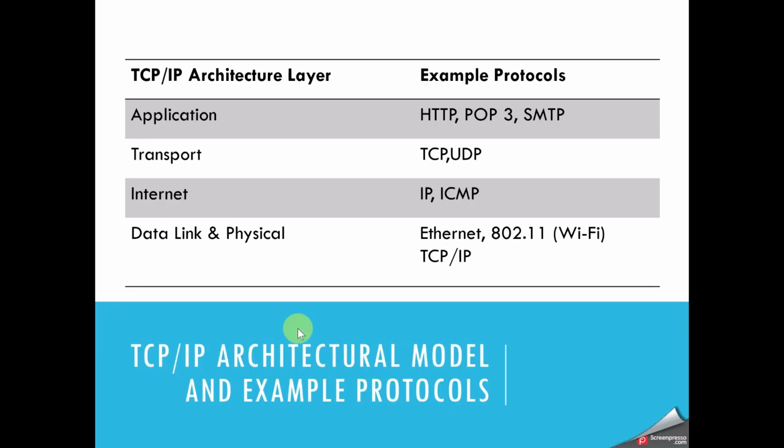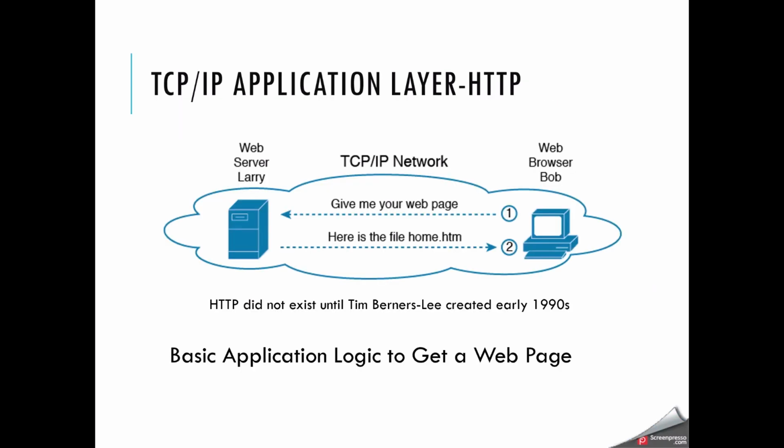Right, so that's all about the layers, what they do in each layer, and what protocols are available in each layer. The next topic is the TCP/IP application layer protocols. The common protocol in the application layer is HTTP or HTTPS. So we're going to talk about the difference between HTTP and HTTPS, and how they work.